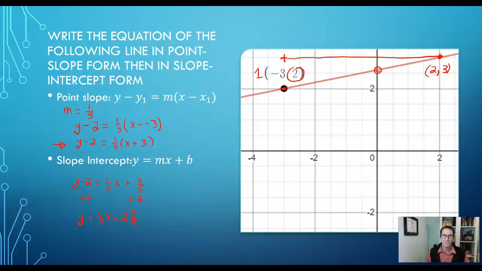We have just spent some time talking about the point slope form of a line and the slope-intercept form of a line, and we discussed some of the connections between the two, meaning the slope is the same. And we also discussed when you would use one over the other.